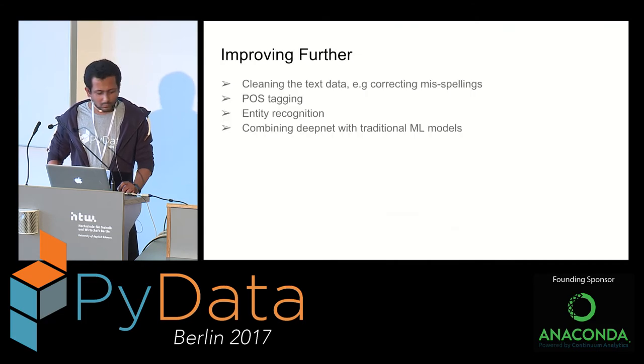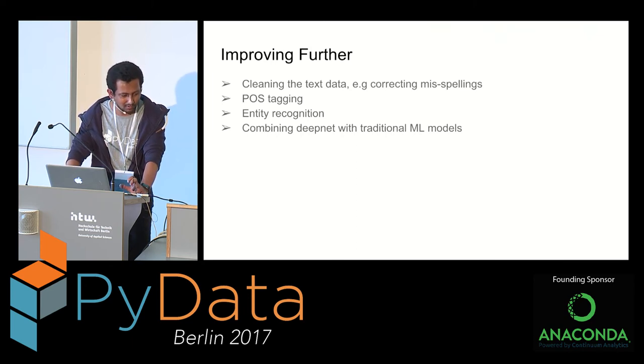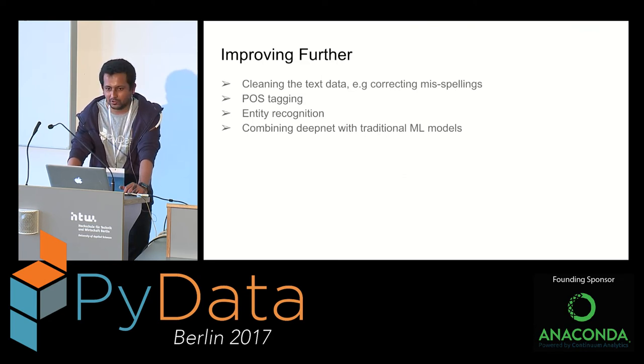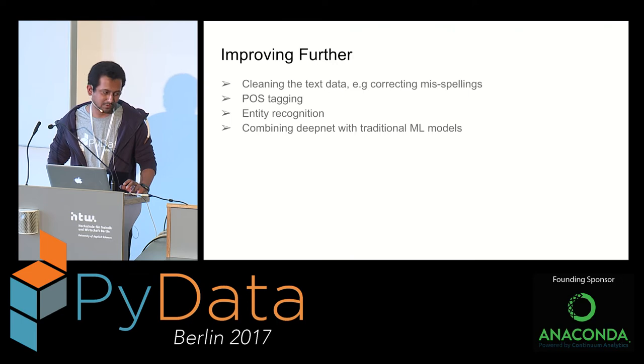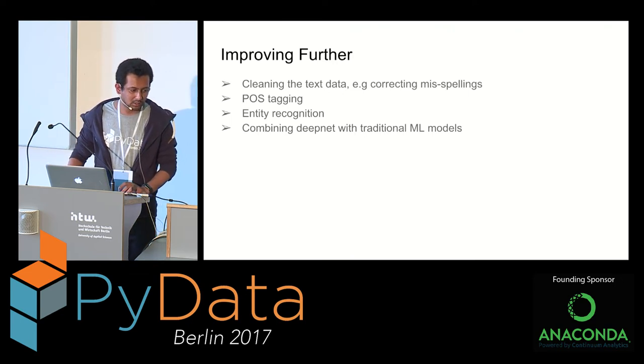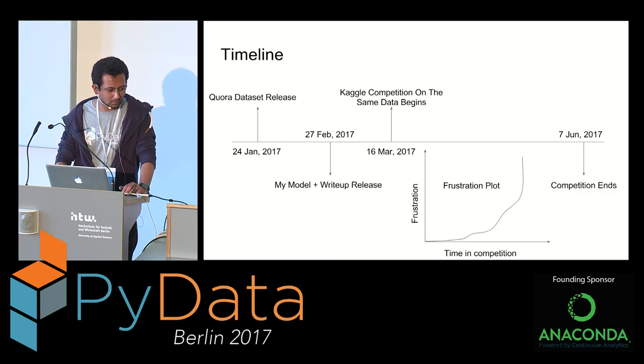So we can improve the results further. We can do some data cleaning, like correcting misspellings. Part of speech tagging we can do. Nouns were very important, I found out later on. And entity recognition, also combining deep nets with traditional machine learning models, doing a lot of ensembling if you want to. So this was the timeline.